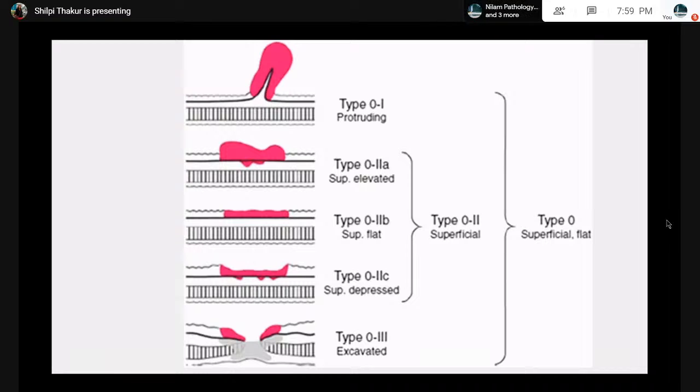type 1 is protruding, type 0 now, type 2 is divided into 3: 2A, 2B, and 2C. So 2A is superficial elevated, 2B is superficial flat, 2C is superficial depressed. So all of them are superficial. Now type 3, the excavated, will look like an excavated portion under the endoscope.